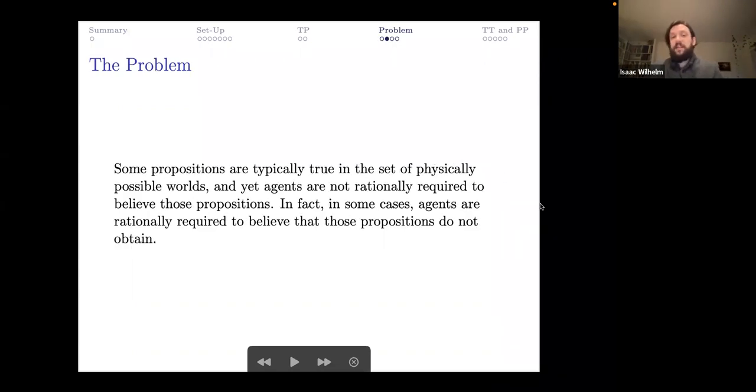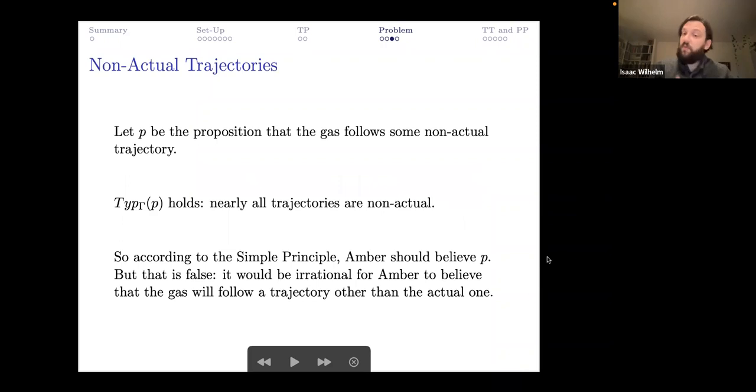And this runs into some pretty straightforward problems of the kind that people have been alluding to. The problem is that some propositions are typically true, and yet agents are not rationally required to believe those propositions. In fact, in some cases there are propositions that are typically true, but agents are rationally required to believe that those propositions don't occur. This is getting to what Jens was saying. This is a paradigmatic example.